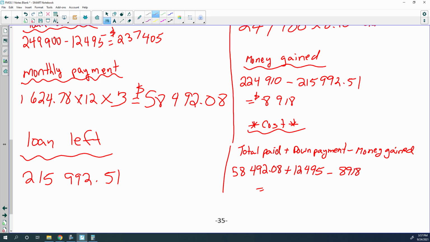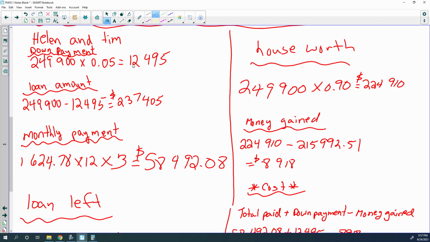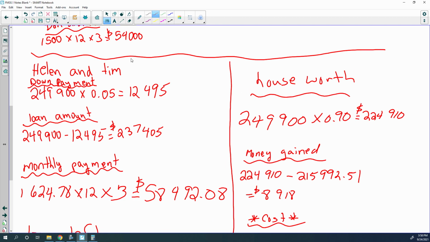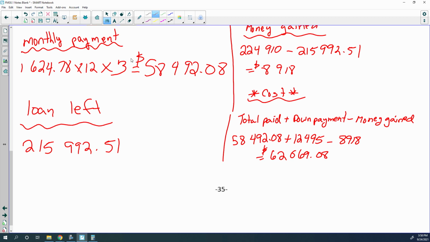So it was 58,492.08 plus 12,495 minus 8,918. So overall, they spent $62,069.08. So a bit more than what Don and Pat paid for just renting.